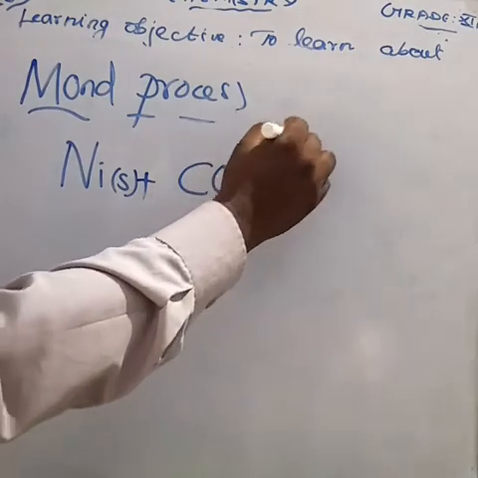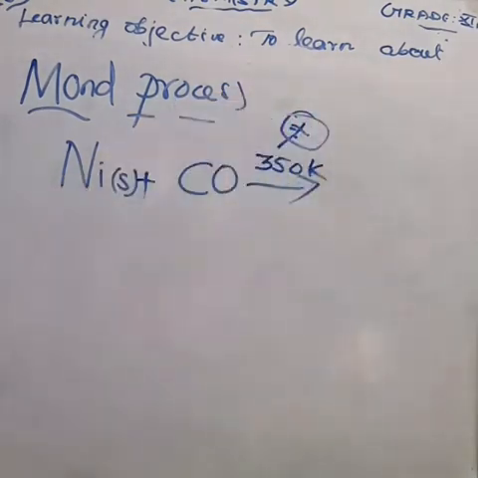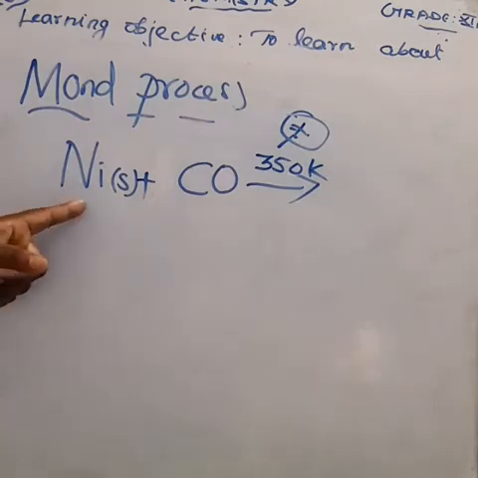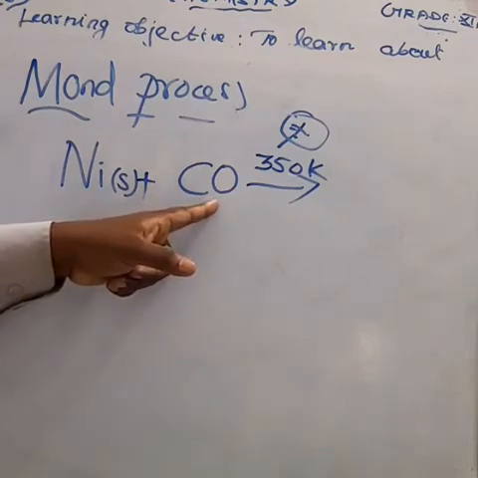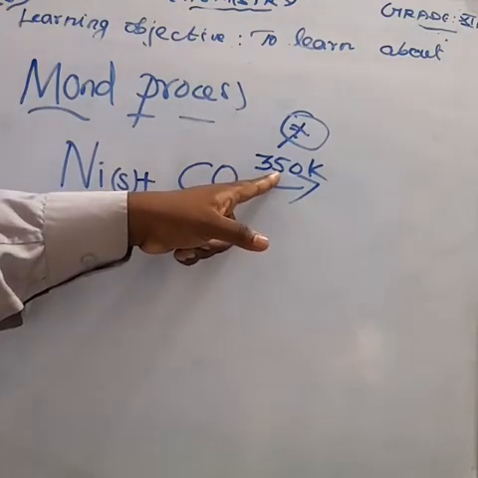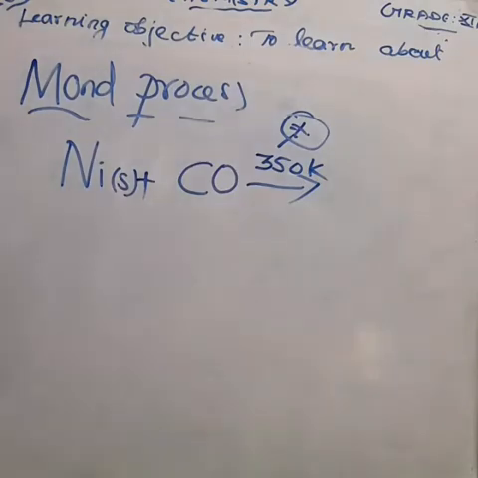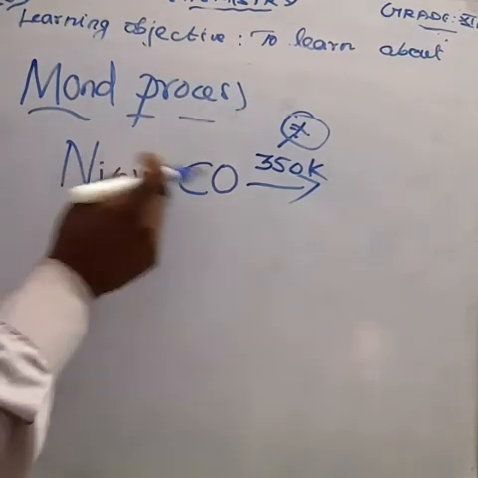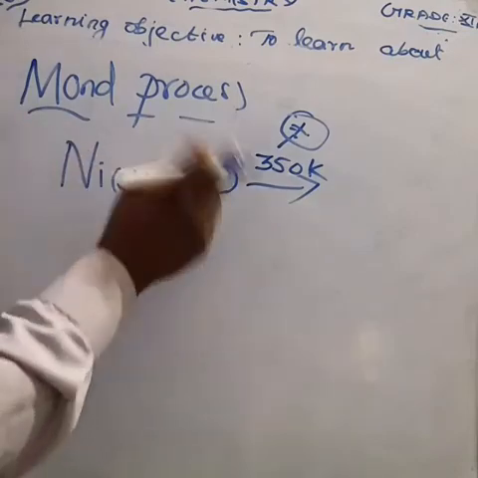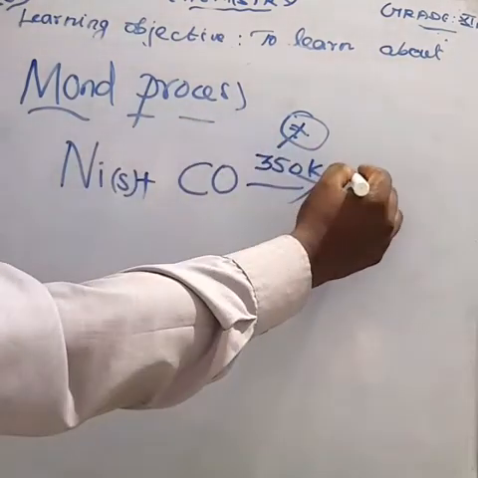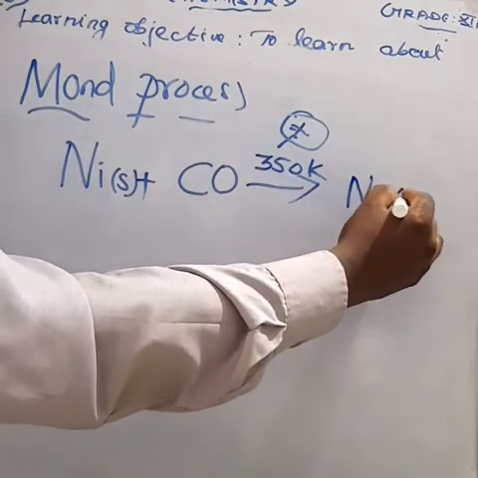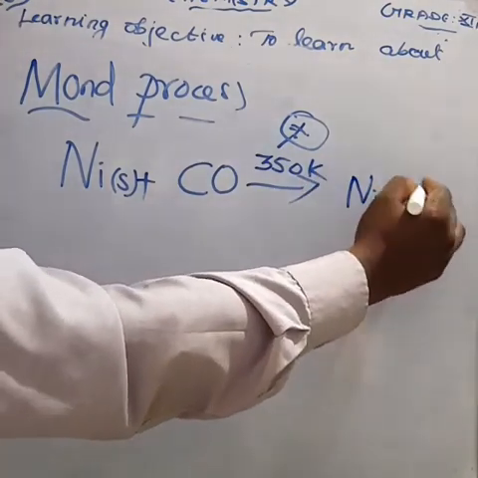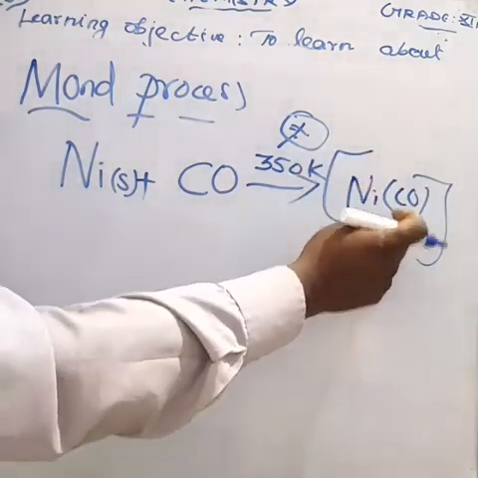Try to learn the equation now. Okay, you must learn the equation now. Nickel, what is the symbol of nickel? Ni. What is the formula of carbon monoxide? CO. So what is the temperature? 350 Kelvin. We get a compound. Which compound? Volatile compound, with the metal. So nickel combines with the carbonyl, that is carbon monoxide. It can be called carbonyl. Tetracarbonyl. Okay.